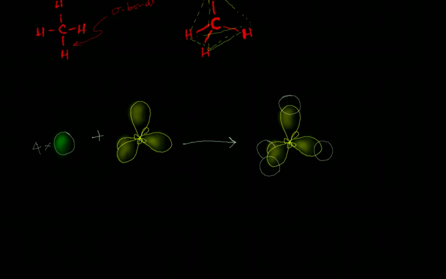So these hydrogens now, they are bonding with this carbon that is sp3 hybridized carbon, and an ammonia and a methane molecule results.